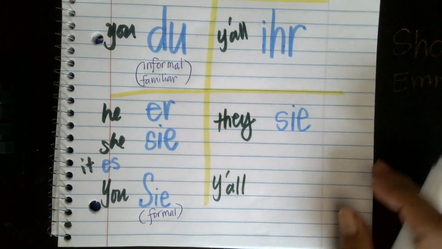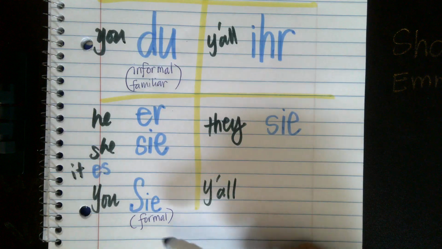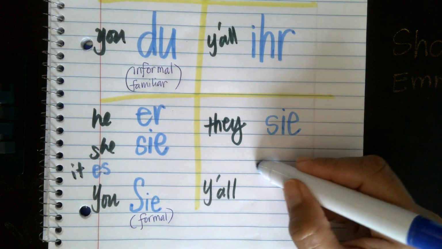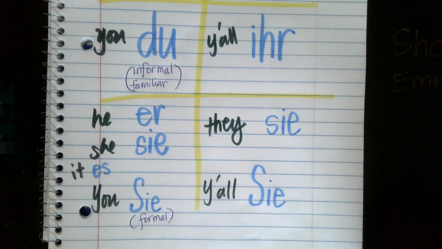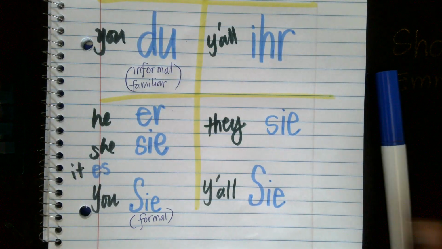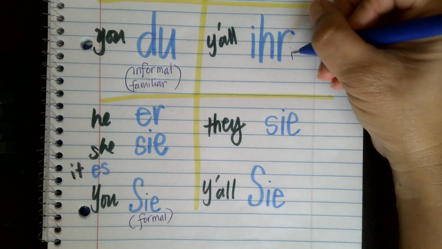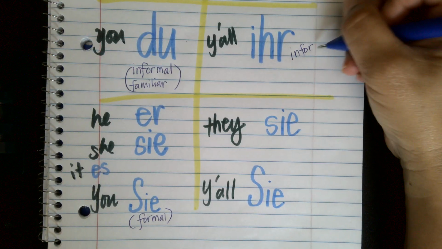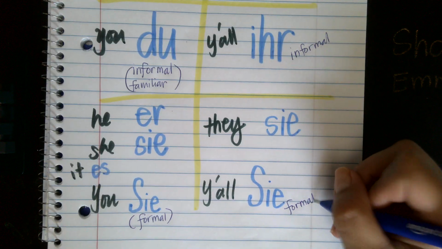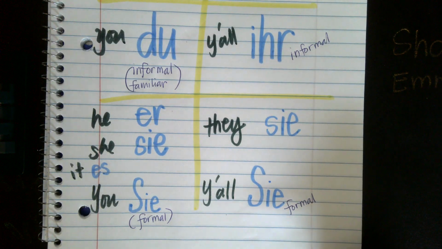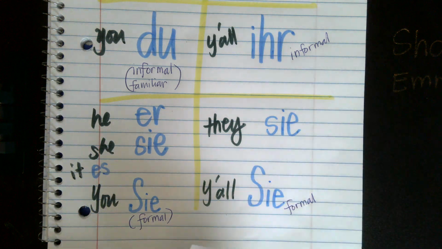And on this side over here, because we have a singular you, which is Sie, we're also going to use that capitalized S, I, E. Again, this one will be informal for the y'all, and this would be formal. So yes, I can use y'all in a formal setting, and that would be Sie in German.